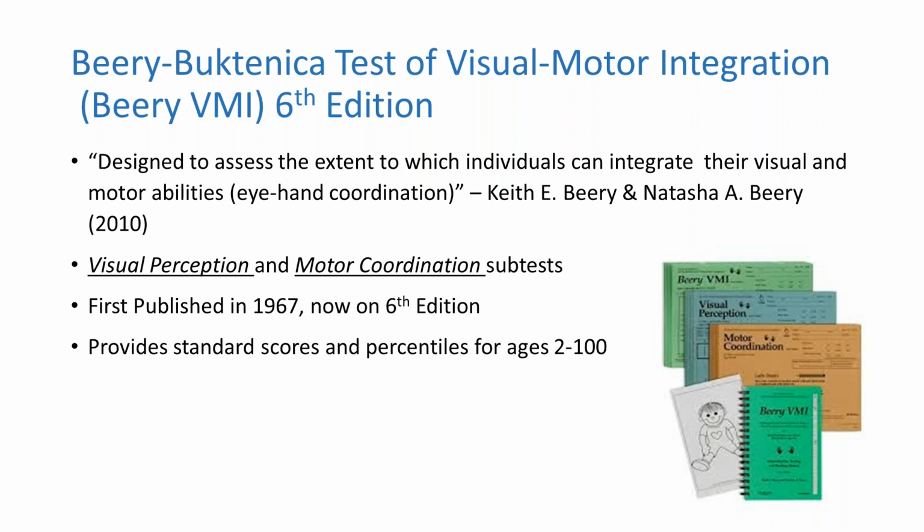Okay, so for the motor skills in the study, we looked at the Beery VMI, and we also looked at the visual perception and the motor coordination subtests. I think most of you are familiar with this assessment by head nods. Yes, okay. So it's on its 6th edition, which is great, and it gives you measures from 2 right through to 100.